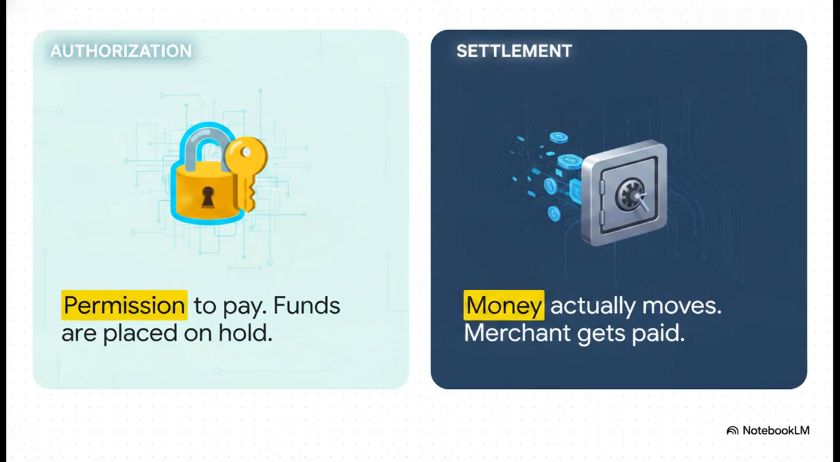Now, what's really interesting about this slide is that it highlights a massive misconception we need to clear up right now. When the machine says payment approved, it does absolutely not mean the merchant has actually received your money. Authorization is simply permission to pay. Your bank is just placing those funds on hold. They're essentially just setting the money aside. Settlement, on the other hand, is when the actual money moves and the merchant finally gets paid. So the instant permission of authorization is totally different from the delayed reality of settlement.